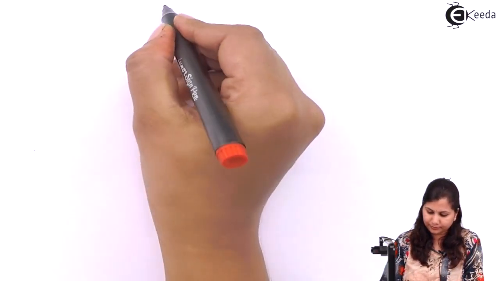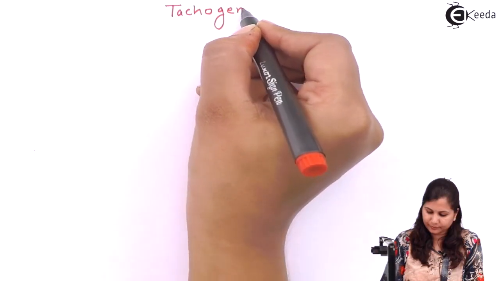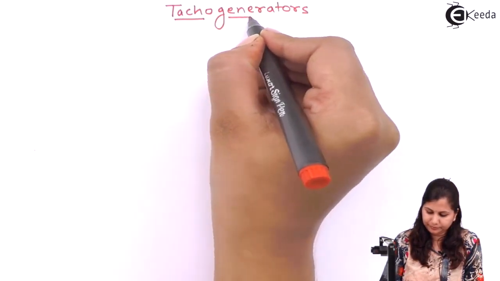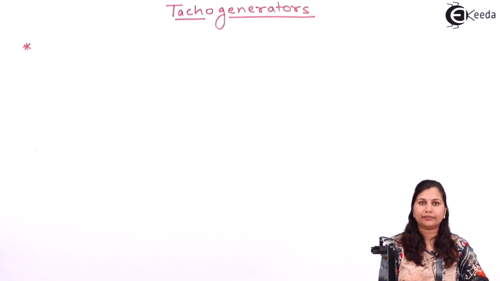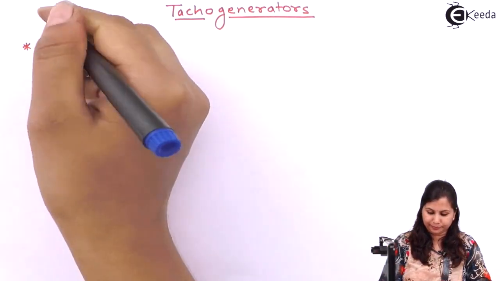This video is on the third control system component, tachogenerators. Hello friends, in this video we are going to study about the third control system component, tachogenerators. A tachogenerator is an electromechanical device which converts the angular displacement into an output voltage.